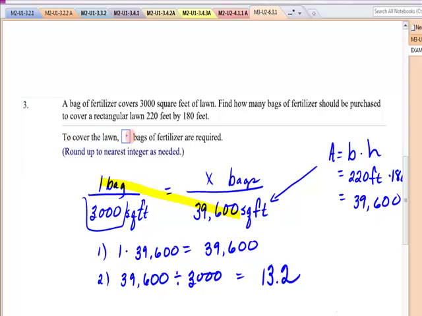Now, it says to cover the lawn, blank bags of fertilizer are required. There is something in here that is more of a reading question than it is a math question. It says round up to the nearest integer as needed. If you were going to go to the lawn and garden store and you needed 13.2 bags of fertilizer, you would not round down because you would not have enough fertilizer. So you're not following the rules of rounding. You're using a little bit of logic. If you need even the tiny bit more than 13 bags, you're going to need to buy 14 bags. So it's not really rounding.